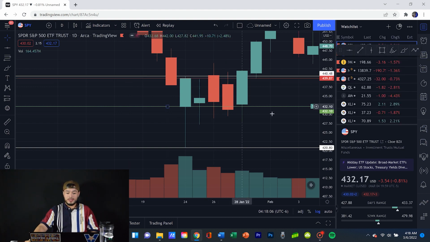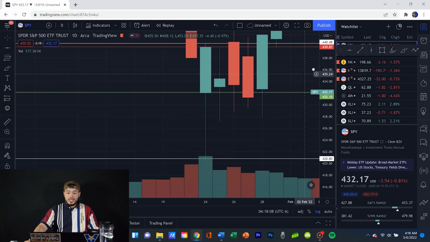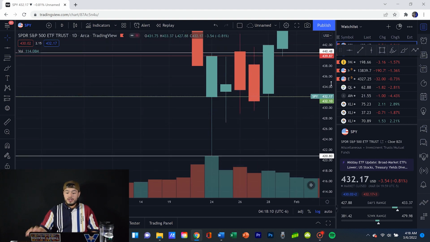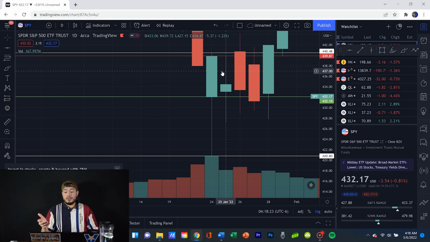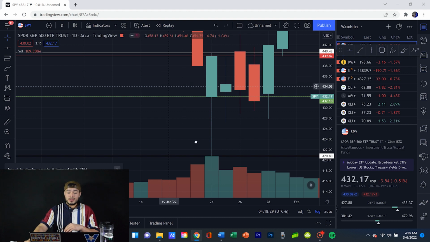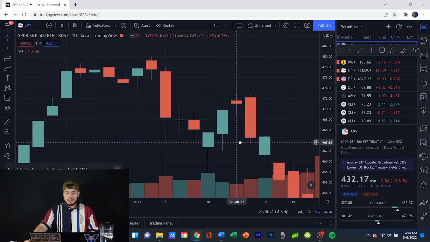So throughout this whole day, it reached a bottom of 420 and a high of 440. It opened at 8:30 at $432.10, and at the end of the day, it closed at $439.87. And it's green because it's a bullish candle. It had a $7 gain on the day. It went up.